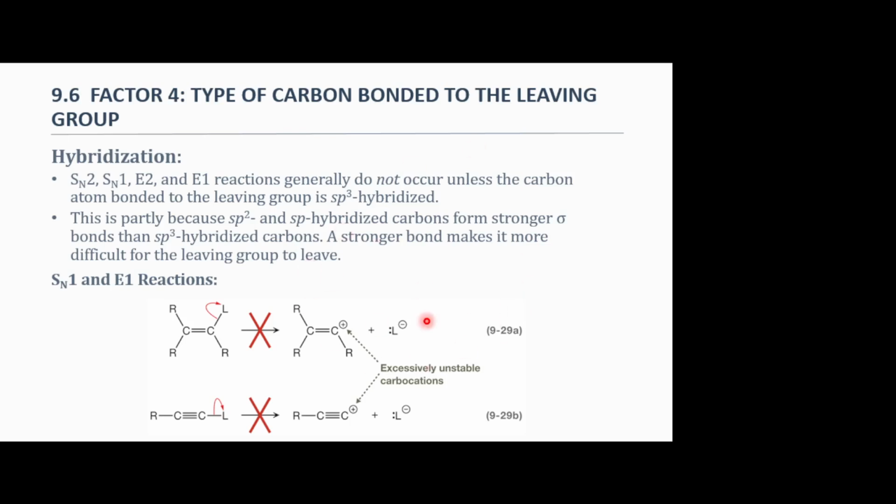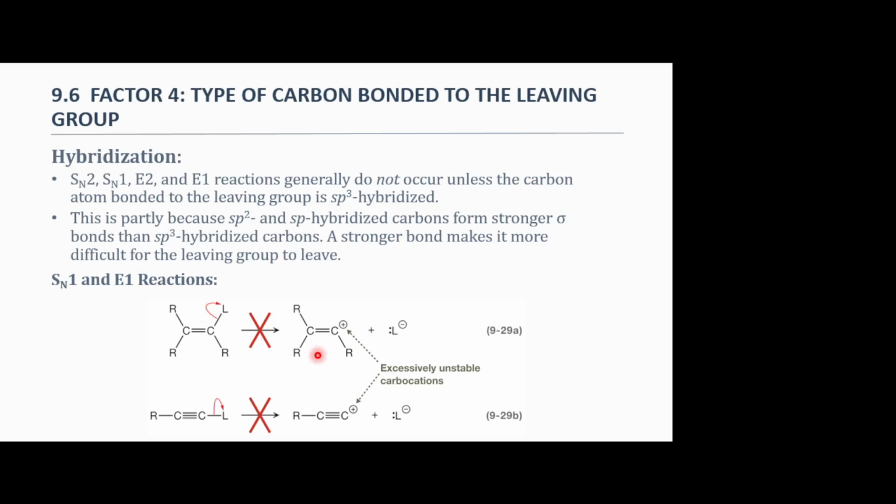Let's talk about hybridization. So with hybridization, your SN2, SN1, E2, and E1 reactions generally do not occur unless the carbon atom bound to the leaving group is in sp3 hybridization. This is partly because your sp2 and sp hybridized carbons are going to form stronger sigma bonds than your sp3 hybridizations. That stronger bond is actually going to make it more difficult for your leaving group to leave. And so you would need actually a better leaving group than normal, and it just slows the reaction down in general.